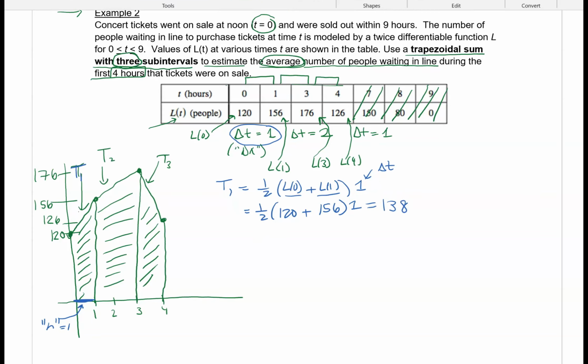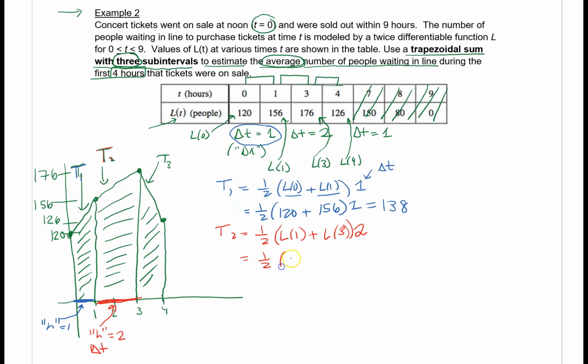So then we're going to find the area of trapezoid number 2. Trapezoid number 2 goes between 1 and 3. So the height, if you will, of that trapezoid is 2. That's my change in time. So I'm going to do 1/2 base 1, which is L of 1, plus base 2, which is L of 3, times 2, which is the change in time, the quote height of that trapezoid. So that's 1/2 times 156 plus 176 times 2. So add that up and multiply by 2 and divide by 2, and I get 332.